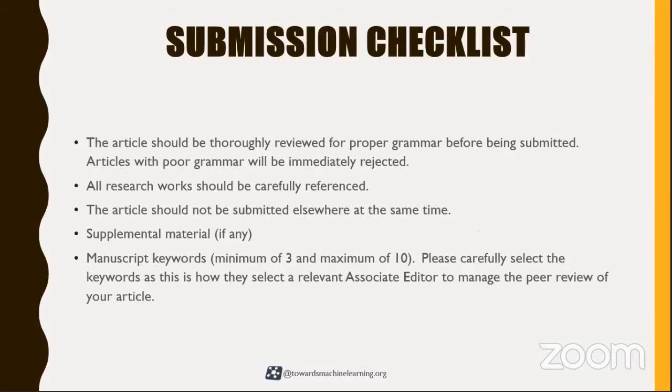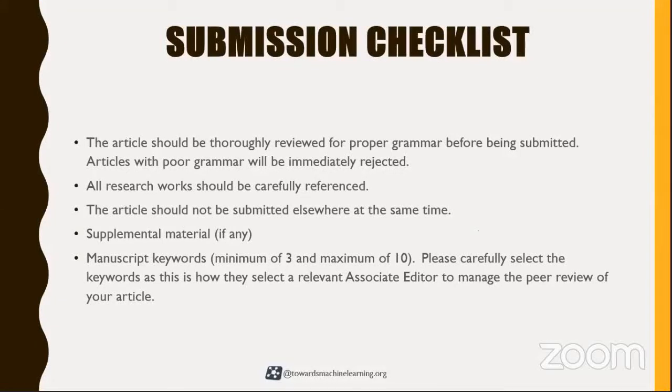If you have any supplementary material, you can add it along with that. Manuscript keywords: minimum 3 or maximum 10. This is for a particular journal; the limit may differ for different journals, but please select the keywords carefully, because this is how they select the relevant associate editor to manage the peer review of your article. I told you, you have to be very careful while selecting these keywords, because the editor you get will be based on these keywords only.